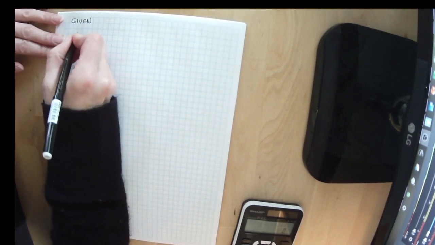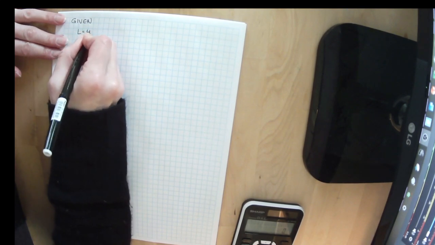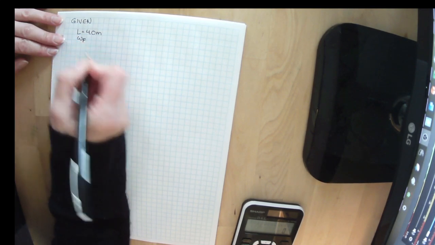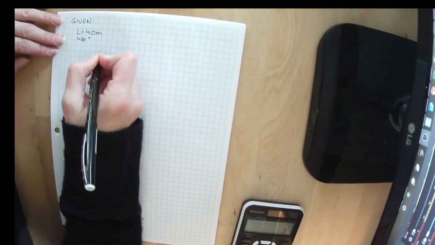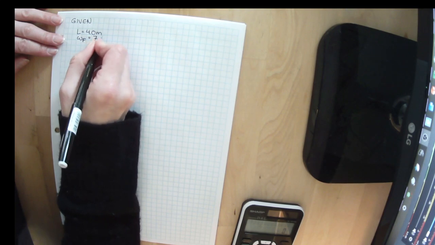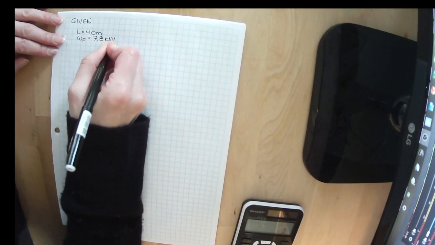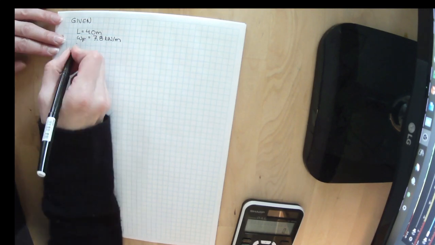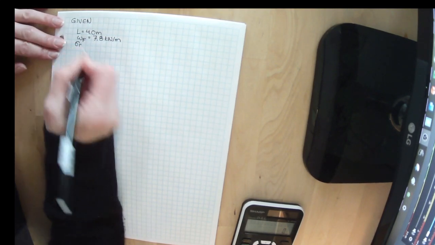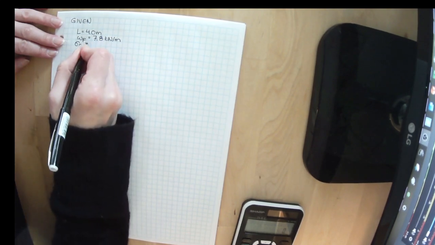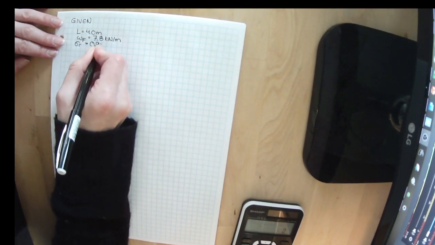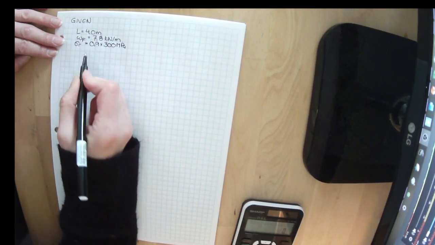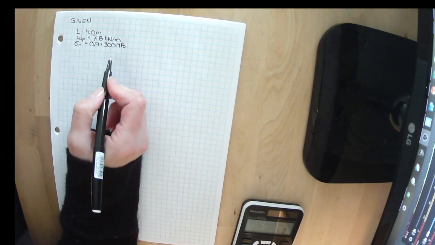We know that the length equals 4 meters. They gave us WF. They told us that the line load is 7.8 kilonewtons per meter. They gave us the reduced stress. They said it was 0.9 times 300 MPa. So that is the reduced capacity of the steel.